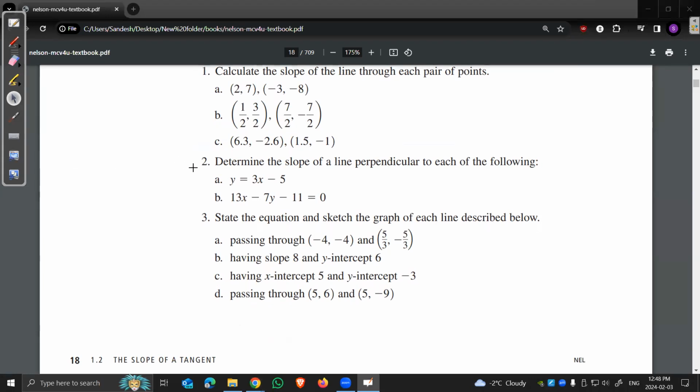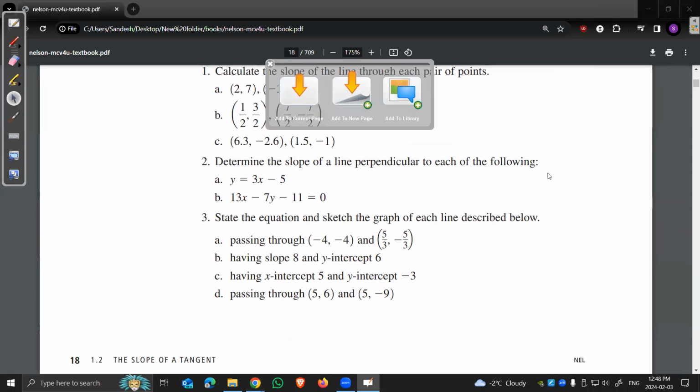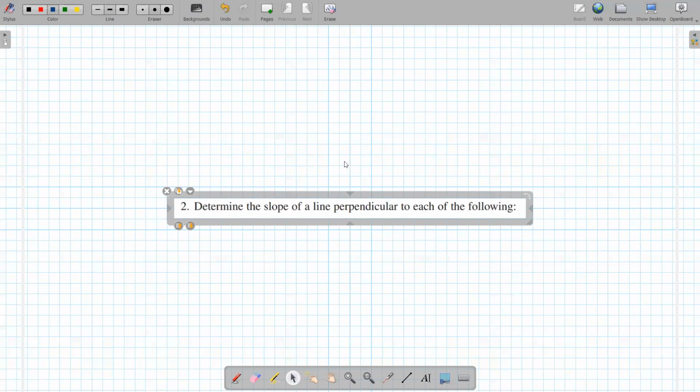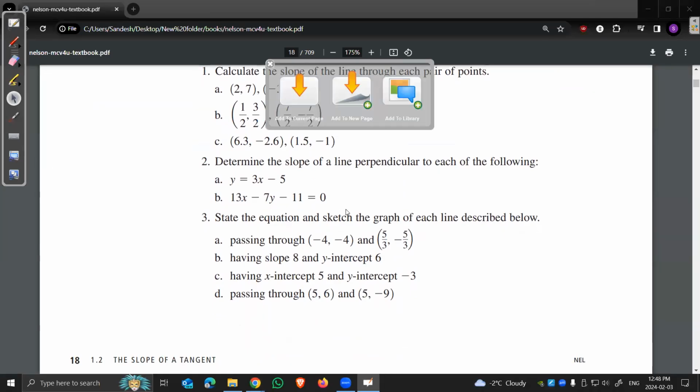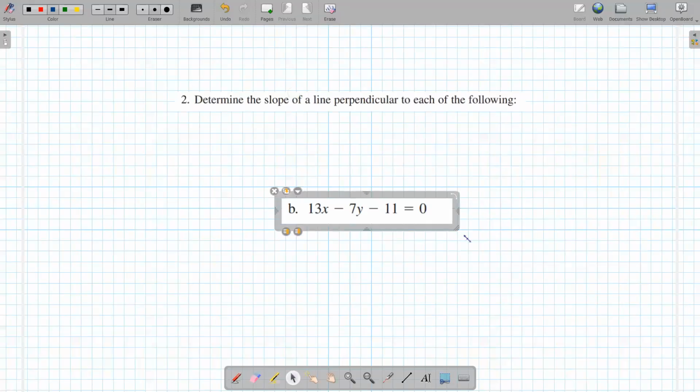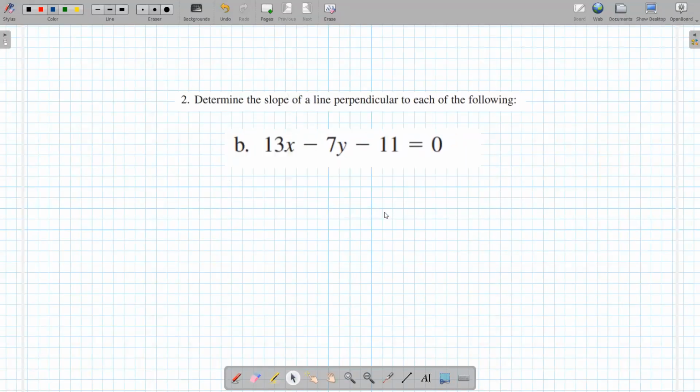Here, we'll just do one of these. Determine the slope of a line that's perpendicular to the following. This is from grade 10. Do you remember how to do this one? They've given us a line, and we need to find the slope of a line that's perpendicular to this. First of all, what's the slope of this line that we're given?